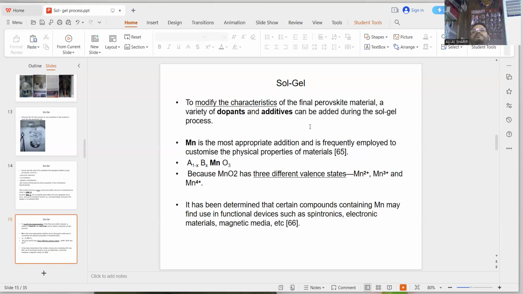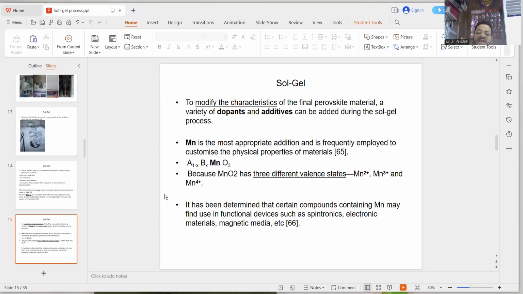Manganite, why? I selected lanthanum manganite oxide and I doped it with calcium and strontium. Let's discuss that. Manganite is the most appropriate addition and is frequently employed to customize the physical and magnetic properties of the material. By that, I selected manganese to be my transition material in this doping function, A1-x B-x manganese oxide.